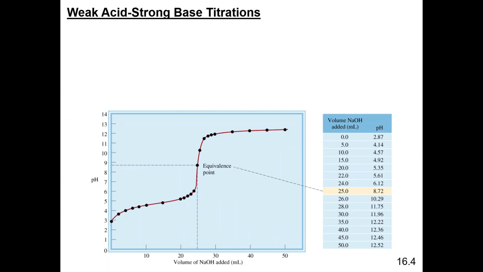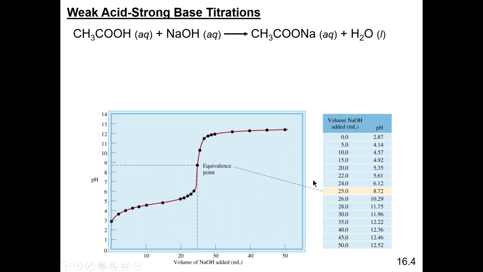Okay, so what we're going to look at is how we do similar calculations for the different points in this pH titration curve here for a weak acid, strong base titration. The example we're going to use is acetic acid reacting with sodium hydroxide to form sodium acetate and water, all right? So we're going to do a series of questions where we look at different points along the titration curve so that we can calculate the pH based on the amount of the base added.